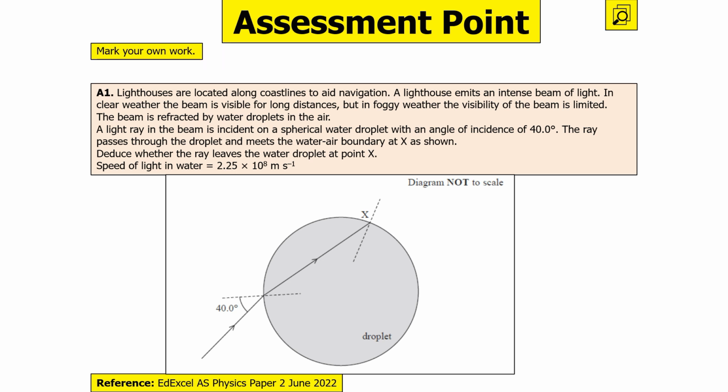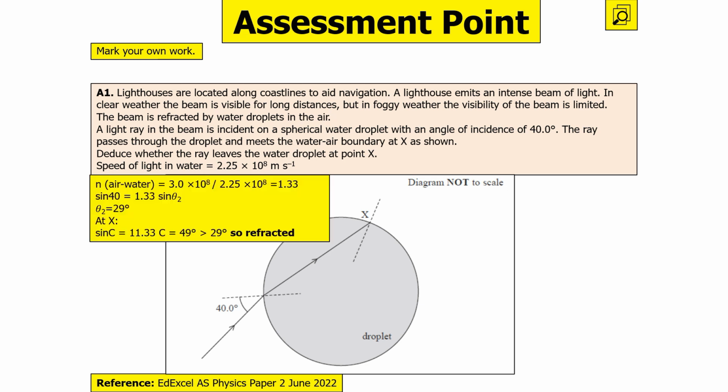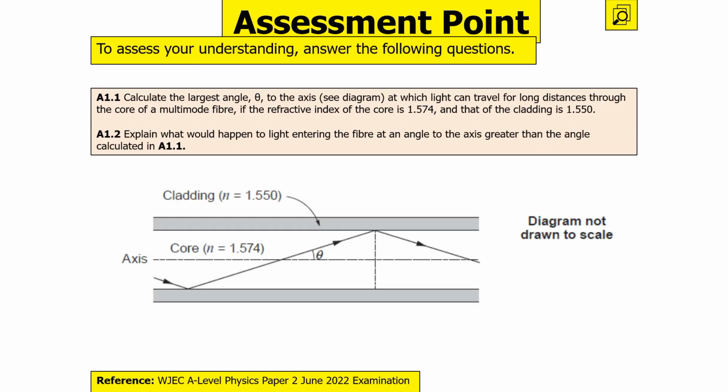Right, in this question we know that n for air to water is 3 times 10 to the 8 over 2.25 times 10 to the 8, which is 1.33. So therefore we can say n sine theta 1 equals n sine theta 2. So we can say 1 times sine 40 equals 1.33 times sine theta 2. Theta 2 equals 29. So therefore we know that the critical angle, sine critical angle is 1 over 1.33. So we know it's 49 degrees. That is greater than 29. So you get refraction.